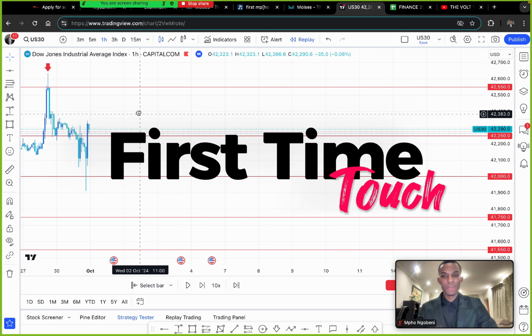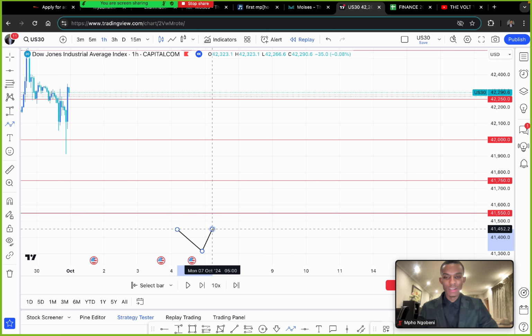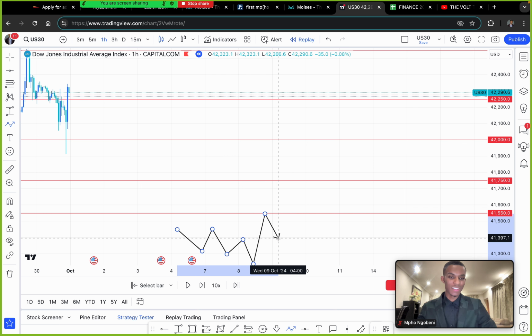If the market has been in a downtrend, it's been down there, always going down, and then it comes here after a very long time, after weeks, months, and then finally it comes back here. It's going to act as a resistance for sales. That's called the first touch.